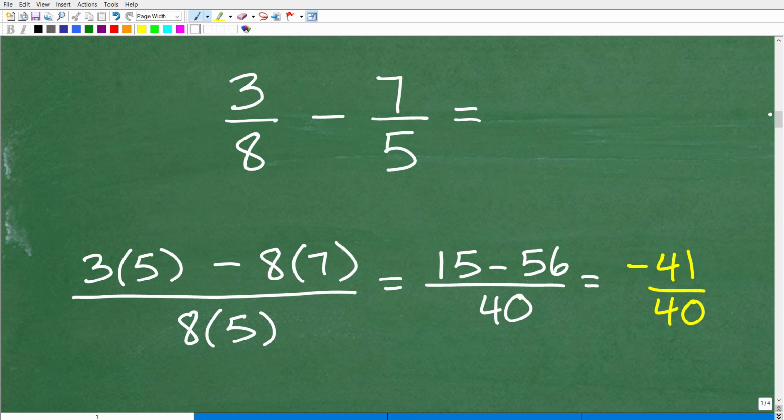But let's suppose you're like, you know what? I don't want to use my brain and figure out the LCD. Can I just do this problem more directly? Yes, you can. So what I'm going to show you here is something I call the bow tie method. All right, bow tie.